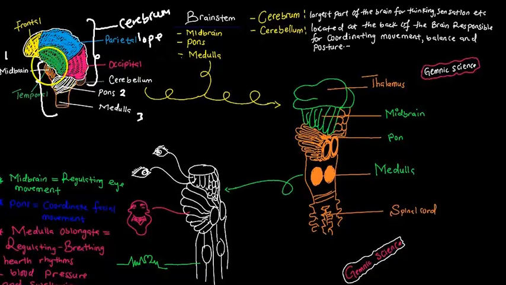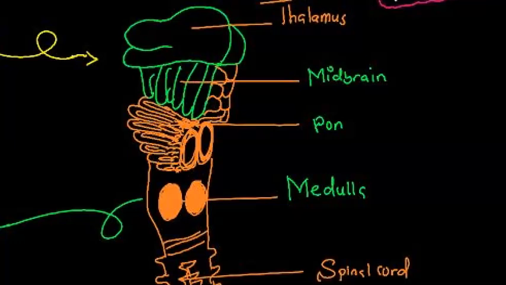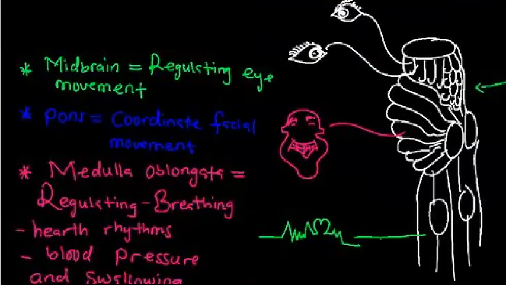If you extend this structure of the brainstem, you are going to have this. If you pay attention and look at it properly, in the superior angle, we have what we call the thalamus, and in the inferior angle, we have what we call the spinal cord. These two are not part of the brainstem. What we have here in green, the midbrain, pons, and medulla, are the main components of the brainstem.